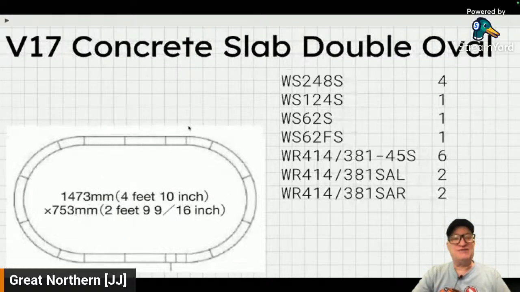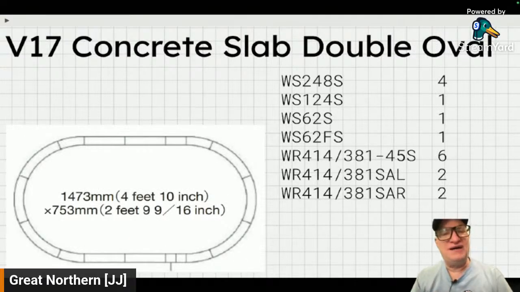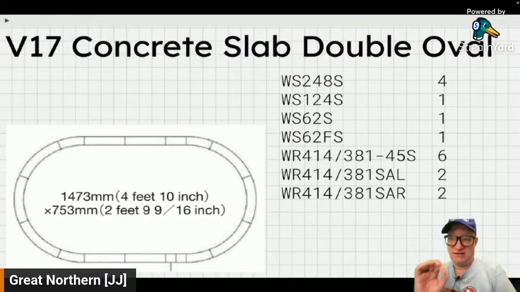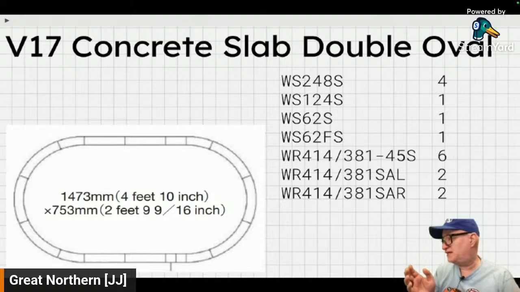So we're going to get to the last one, V17. Concrete slab double oval. So I think the major difference here is that the track is concrete slab versus concrete ties. So that's the other thing to note about Kato. It looks like most of the super elevated has the look of concrete ties. The individual tracks look like black wooden ties.